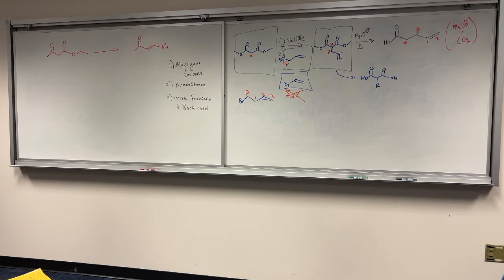Now, how do we turn the alkane into an alkene? We'll need to get a halogen on there, after which we can eliminate it, and it will turn into a double bond.